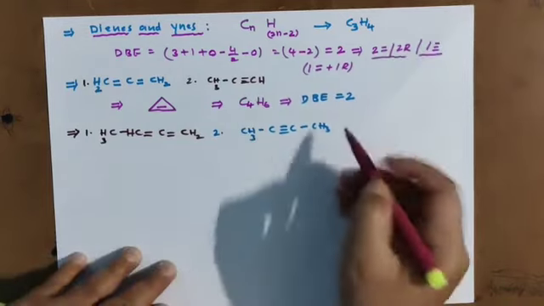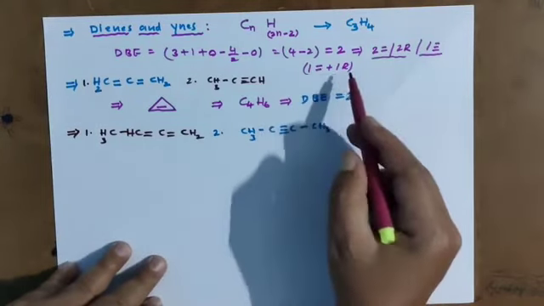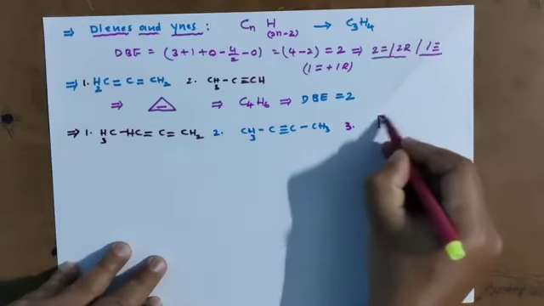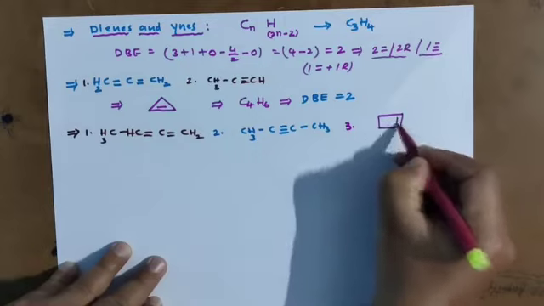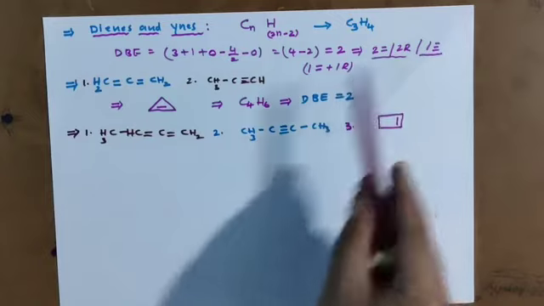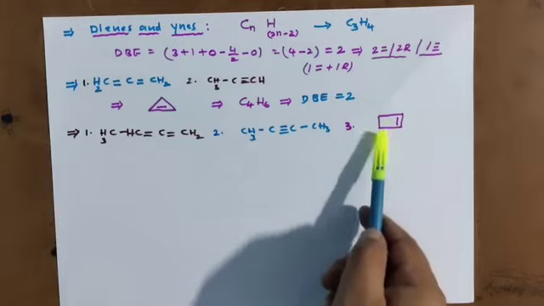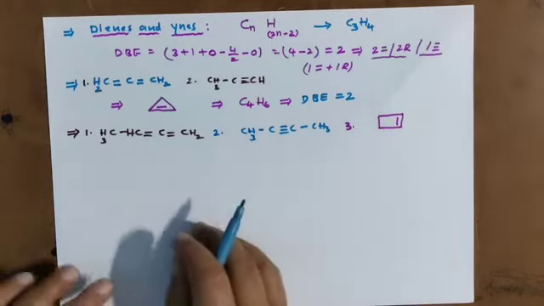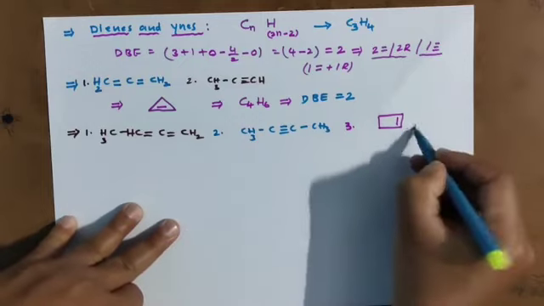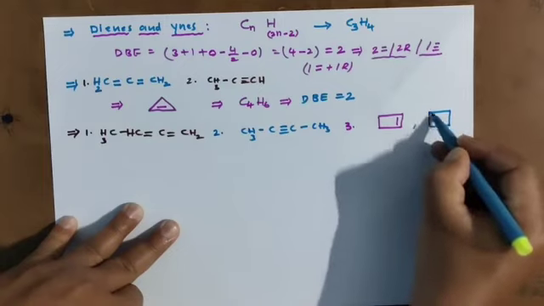First I will draw 1 double bond and 1 ring: a 4-carbon ring with 1 double bond. This is complete. Now 2 rings are possible with 4 carbons. How can we draw 2 rings? See here, this is the 4-carbon structure with 2 rings.